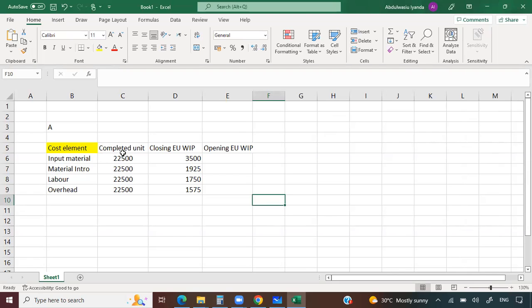This is a cost element. This is what you complete. What we are looking for is the value. The unit is already given. This is the unit that you completed, and you close with this. Then what do you start with?